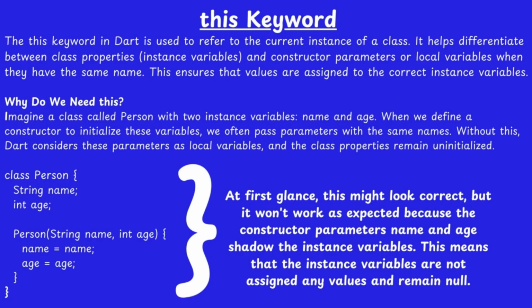Inside the constructor, we attempt to assign values to these variables using the same parameter names. However, Dart does not automatically recognize which name refers to the instance variable and which refers to the constructor parameter. As a result, the assignment does not work as expected, and the instance variables remain uninitialized or null. This happens because Dart gives priority to the local constructor parameters, treating them as independent variables rather than modifying the instance variables. To solve this, we need a way to explicitly refer to the current instance of the object, and that's where the this keyword comes in.